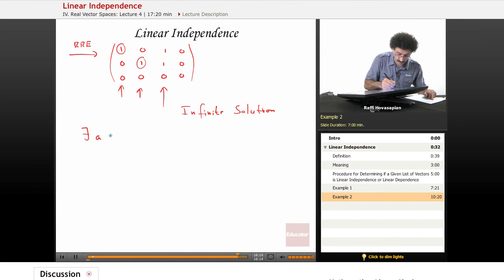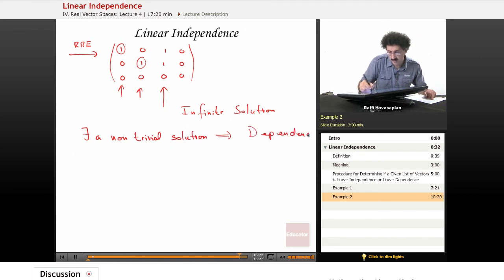So, there exists a non-trivial solution, which implies dependence. And what that means is that those three polynomials that I have, one of them can be expressed as a linear combination of the other two. So they're not completely independent. At least one of them depends on the others.